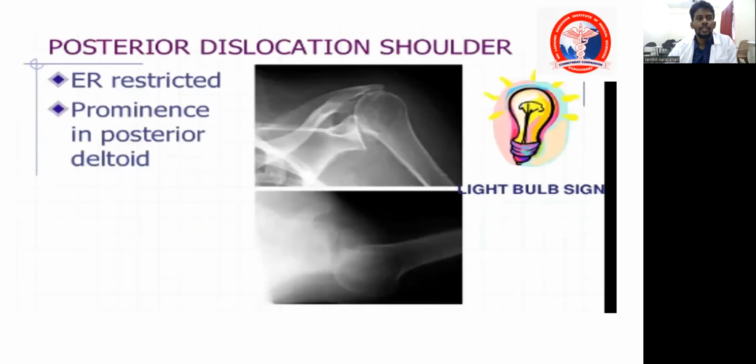Posterior dislocation of the shoulder. Here, the external rotation is restricted, with a strong prominence in the posterior deltoid. This is the posterior dislocation. It's an axial view, so you can see that it is very posterior. This is the anterior and this is the posterior.